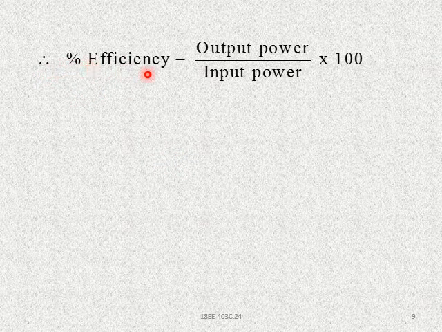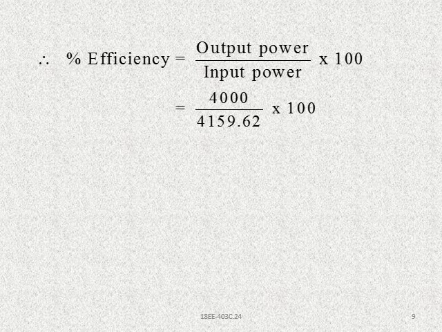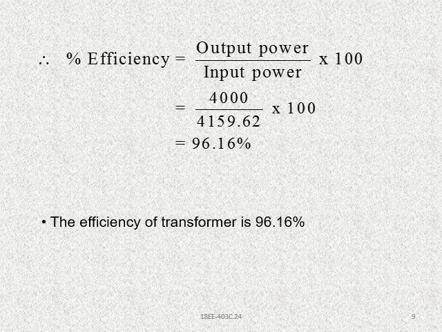And the percentage efficiency is equal to output power by input power into 100, that is equal to 4000 by 4159.62 into 100. That gives you 96.16%. So the efficiency of the transformer is finally 96.16%.